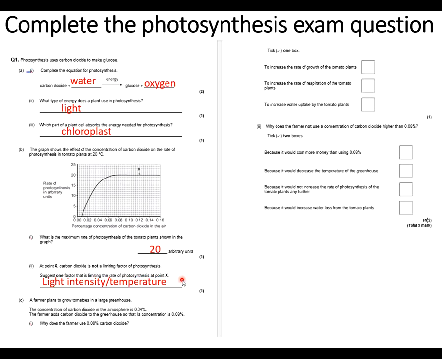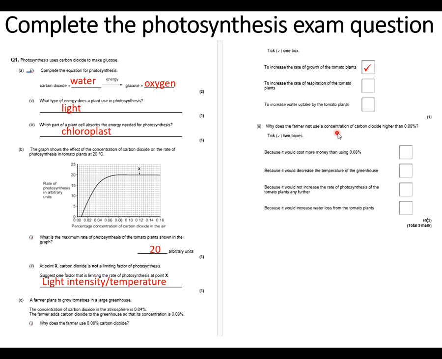A farmer plans to grow tomatoes in a large greenhouse. The concentration of carbon dioxide in the atmosphere is 0.04. The farmer adds carbon dioxide to the greenhouse, so its concentration is 0.08. Why does the farmer use 0.08 carbon dioxide? We've got a tick box question where we have to tick one box. Is it to increase the rate of growth of the plants? To increase the rate of respiration of the tomato plants? To increase water uptake? Well, fairly obviously, the answer is to increase the rate of growth.